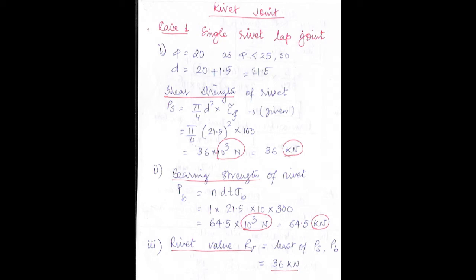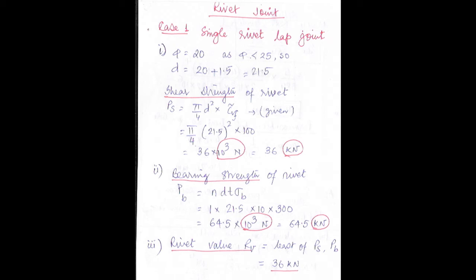So now let us come to step number 3. Step number 3 is the rivet value. Rivet value RV, what is the formula? From these two values, shear strength and bearing strength, whichever is the least value, that is the rivet value. So RV is the least of PS and PB. What is the least one? 36 and 64.5. So 36 is the lesser one. So rivet value is 36 kilonewton.